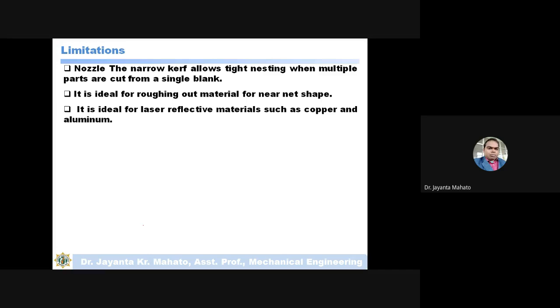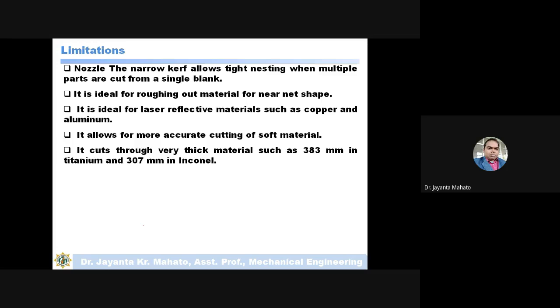It is ideal for less reflective materials such as copper and aluminum. So this is ideal for soft materials or ductile materials. It allows more accurate cutting of soft material; it is suitable for soft material, not for hard material such as stainless steel. It cannot cut very thick material, say 318 millimeter or so.